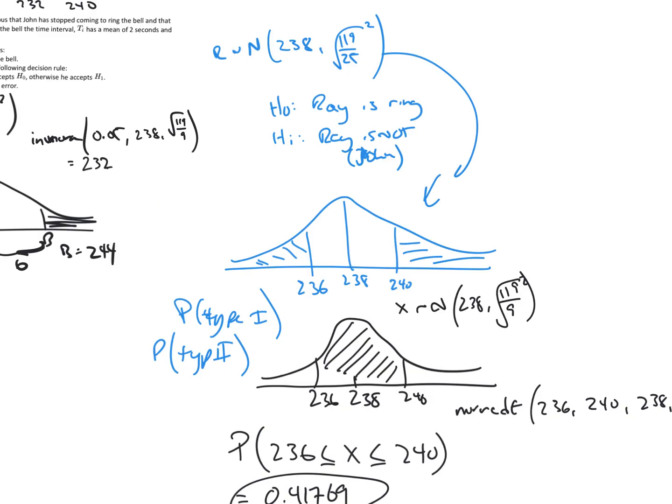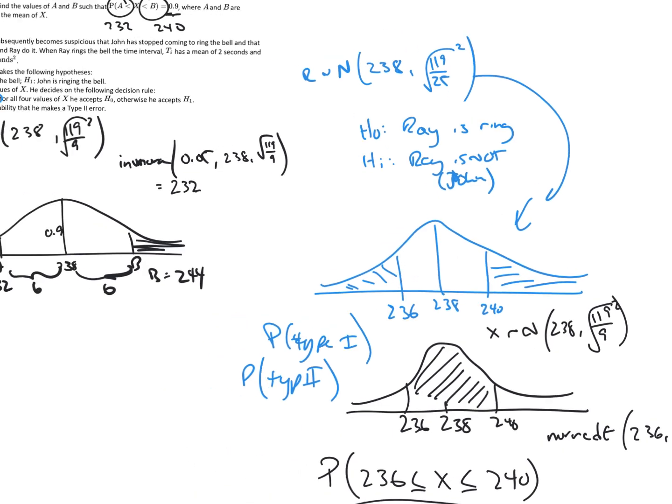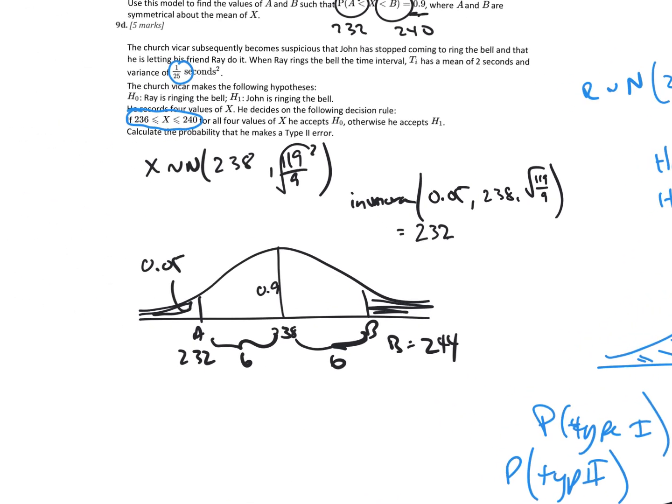That is a tricky one. So to recap, the probability of type 2 error says I failed to reject the null hypothesis. I should have rejected it, but I didn't. So it means it's between these 2 values if I failed to reject it. If I should have rejected, that means John was ringing the bell. So this is the curve I'm actually looking at. So this is the probability of one instance of John doing it, where I believe it was Ray, because it was in this region. But I have to do it 4 times, because the problem says that he wants to do it 4 times in a row. So I raise it to the power of 4. I hope that helps. It's a tricky one.